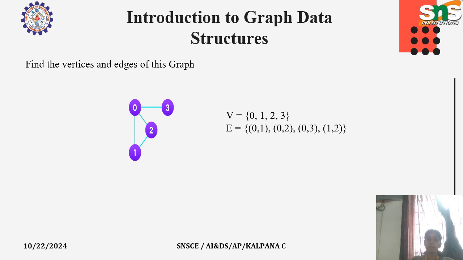So next is vertex and edge of the graph. Here, how many vertices do we have? 0, 1, 2, 3. So a set of 0, 1, 2, 3. And next are the edges: 0 to 1, 0 to 2, 0 to 3 and 1 to 2. These are all the edges we have in this graph. So we can represent vertices and edges in this way.